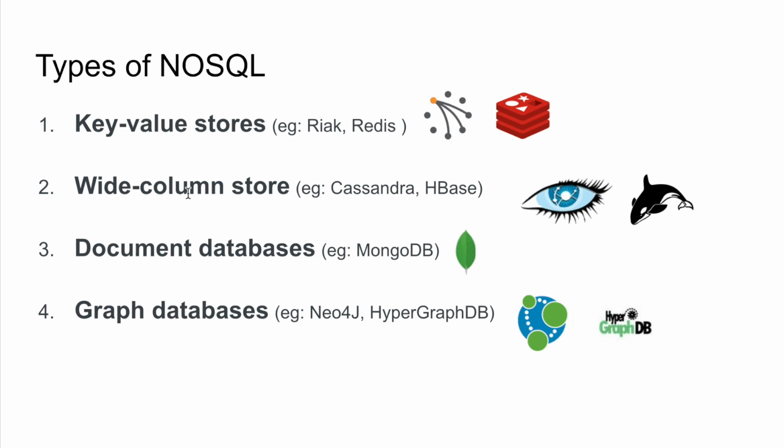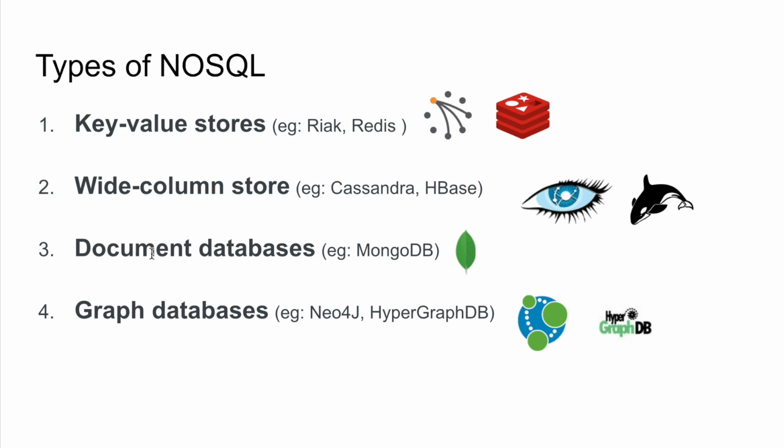Then we have wide column stores. Here, data is stored together as a column instead of a row and is optimized for queries over large data sets. The most popular examples of such data stores are Cassandra and HBase.